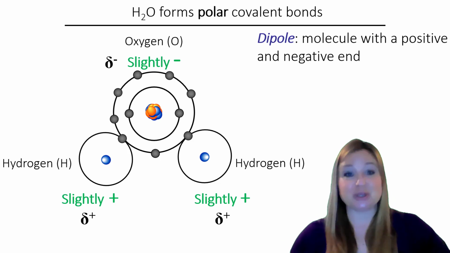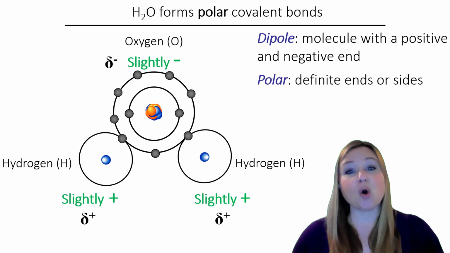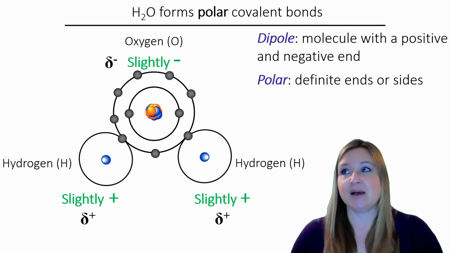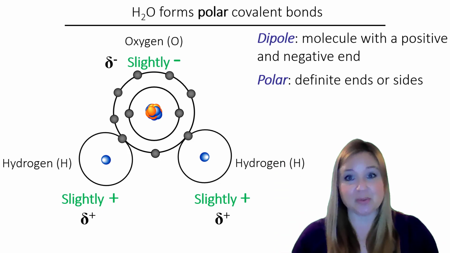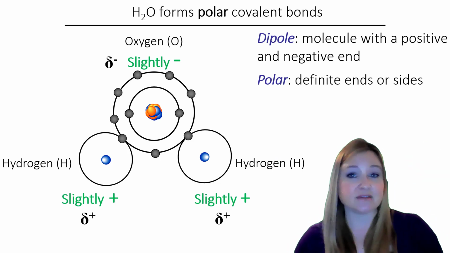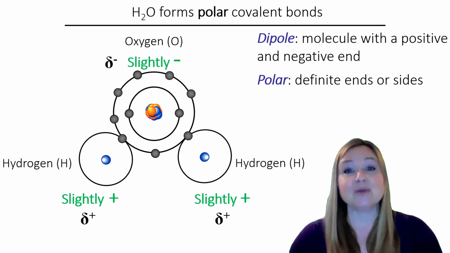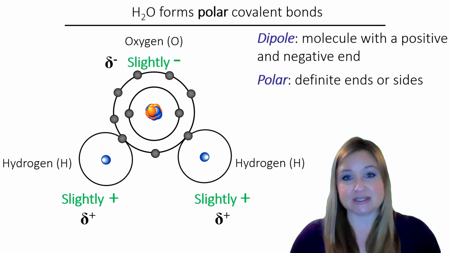Now, when you have a molecule that has a negative and a positive end, like this dipole, it's known as polar. Polar means there are definite ends or sides to the molecule. Where do you hear polar before? Maybe like the Earth, right? The Earth, you have the North Pole and the South Pole. You have the two definite ends. Or a battery. A battery has a positive end and a negative end. So a battery is something that is polar as well. And water is also polar because the oxygen is slightly negative and the hydrogens are slightly positive. It's really as simple as that.